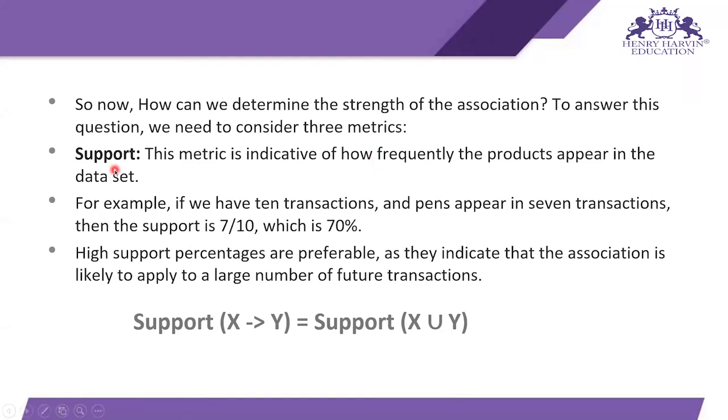The first factor is support. This metric is indicative of how frequently the products appear in the dataset, like how many times this product gets bought. For example, if we have 10 transactions and pens appear in 7 transactions, then the support is 7 out of 10, which is 70%. High support percentages are preferable as they indicate that the association is likely to apply to a large number of future transactions.